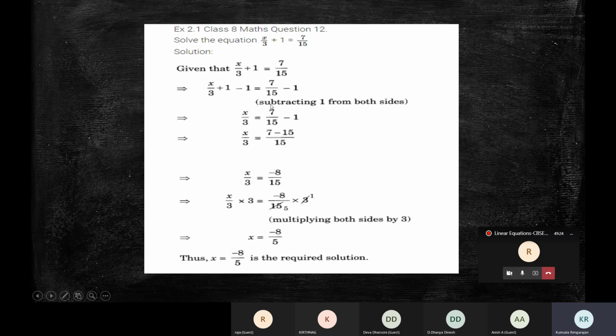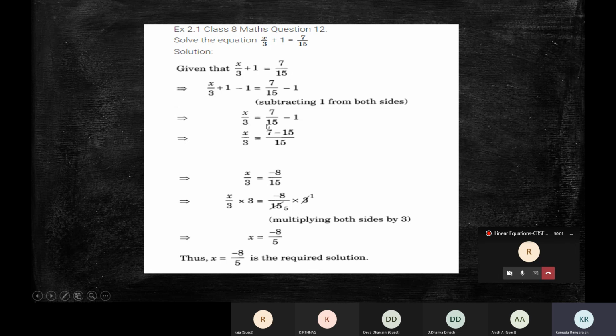So x by 3 is equal to, here we need to take the LCM. 7 by 15 minus 1. 1 is in the numerator, 1 meaning 1 by 1. So the LCM of the denominators, 15 and 1, is 15. So you can see it here. 15 is the LCM. 7 minus 15 into 1 is 15.